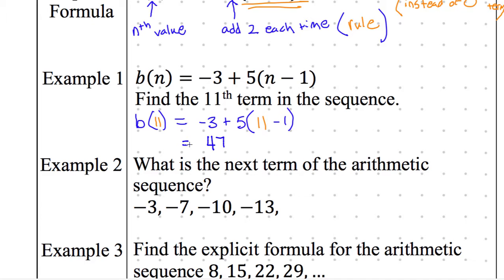And I read this, I still have b of 11 on the left-hand side, b of 11. I read this, the 11th term is 47. That's what that line reads. The 11th term is 47. So far, so good? That's one homework assignment. Think we can plug in things?